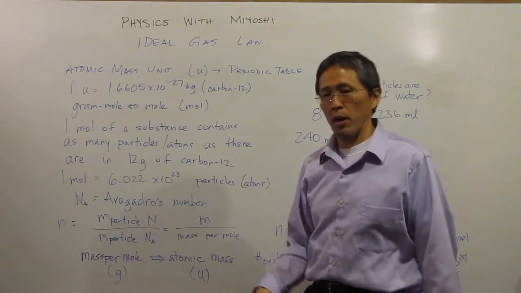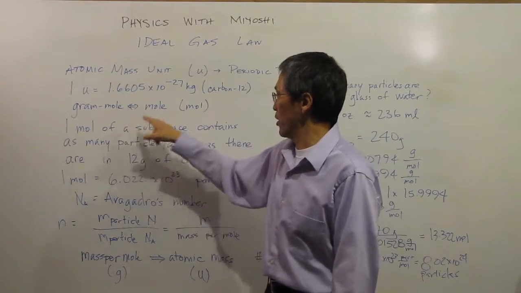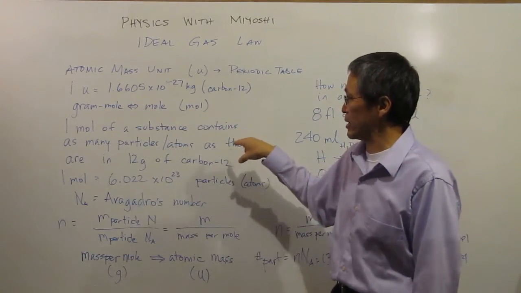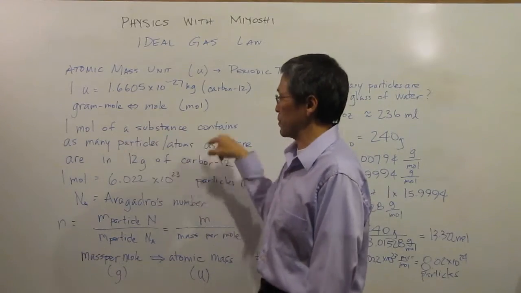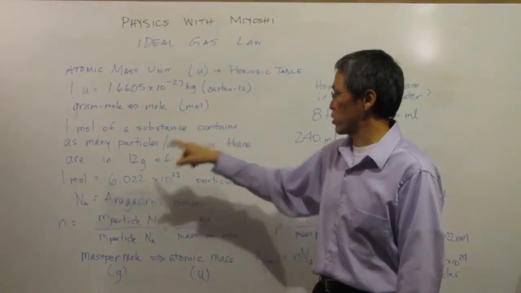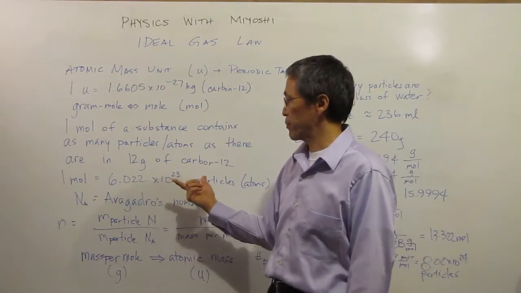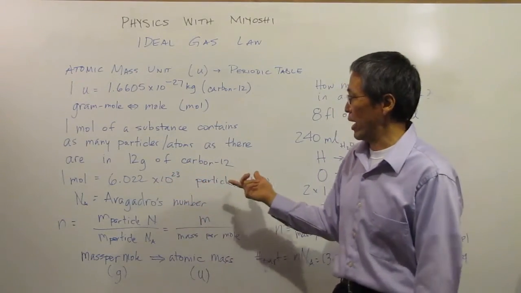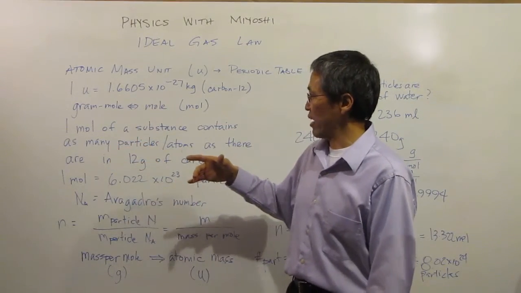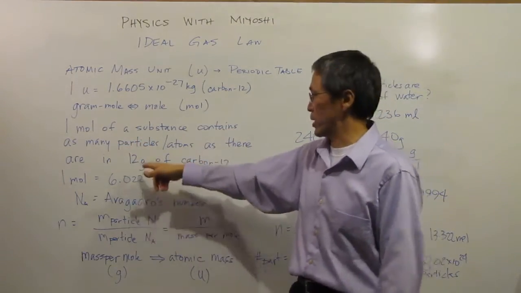It's abbreviated mol, believe it or not. And the definition of 1 mole of a substance is how much it contains: 1 mole of a substance contains as many particles or atoms as there are in 12 grams of carbon-12. So what does that really mean? Well, if I have a mole of carbon, it's going to weigh 12 grams.